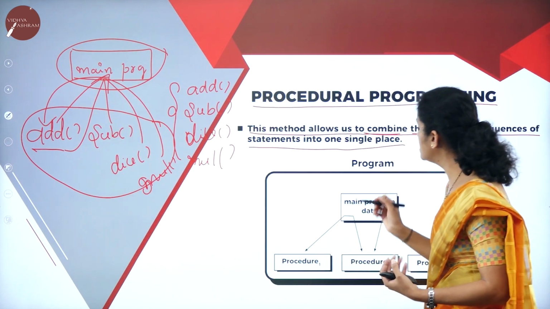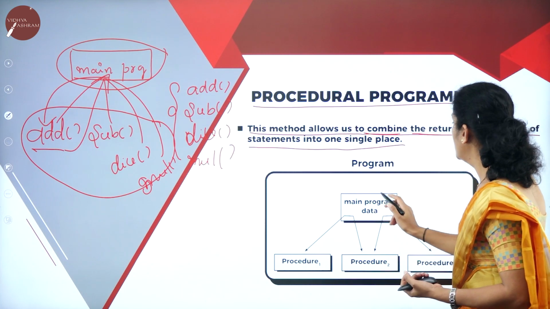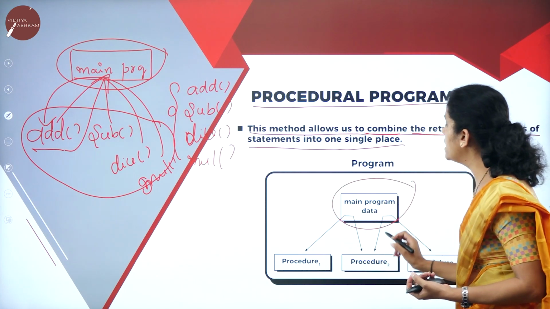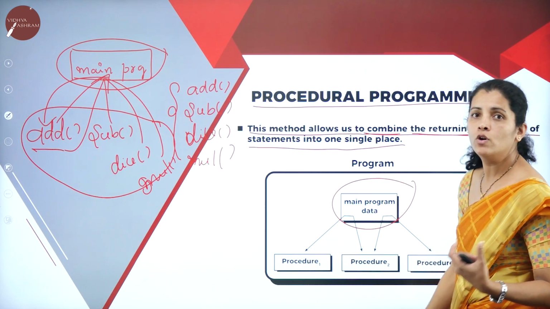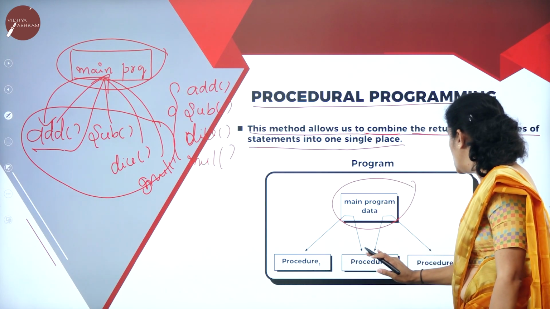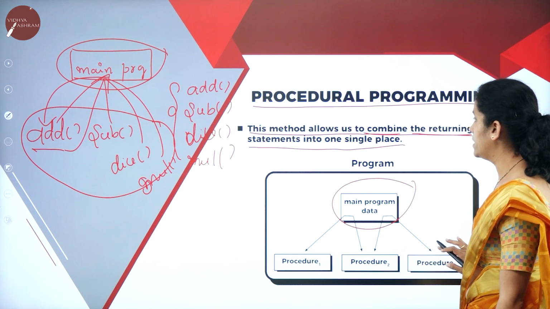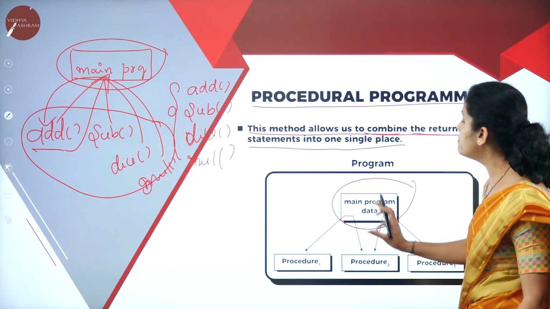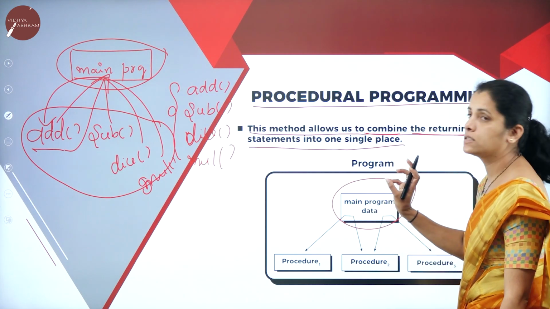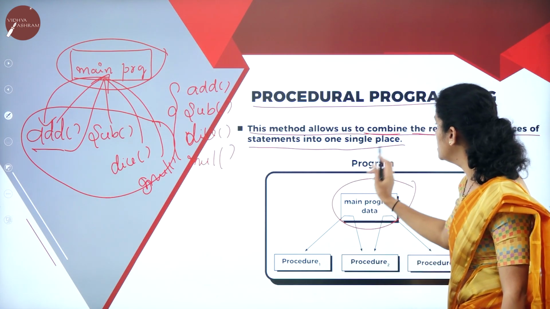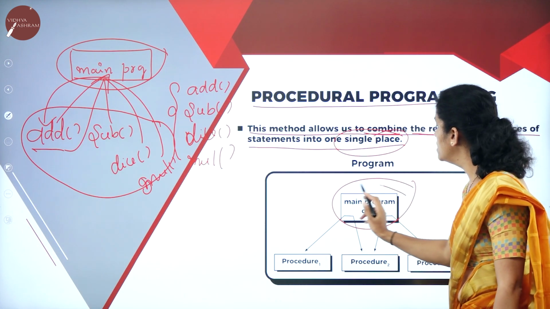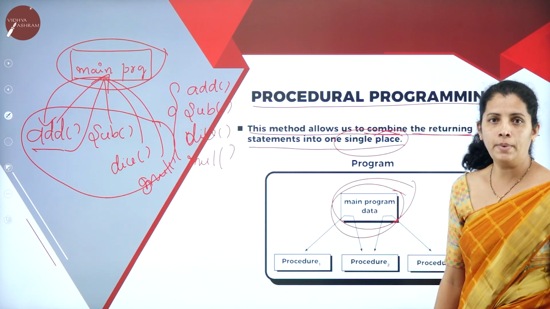So now consider this example. Think that I'm going to have the main program, and I'm going to have procedure 1, procedure 2 and procedure 3. So here I'm going to have a certain sequence, that is, certain returning statements in a single place. So this is my single place.